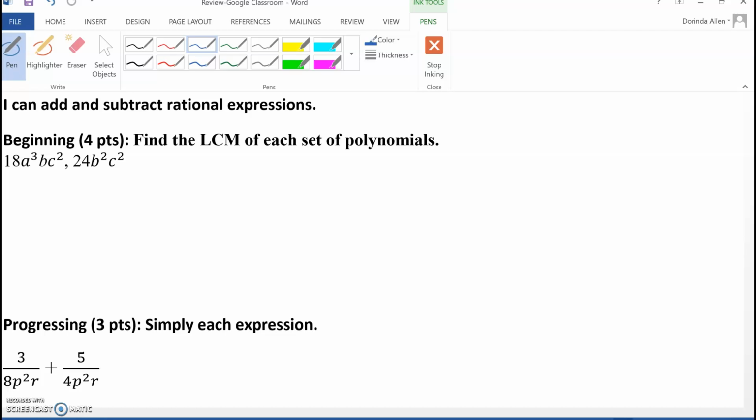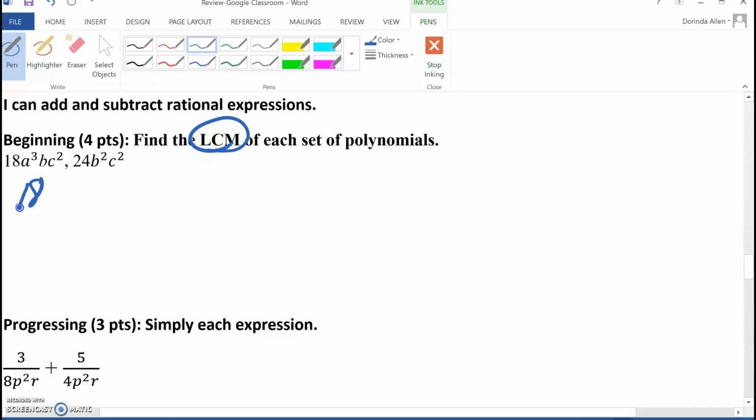Alright, so this is the second review for the test that is coming up. First part is adding and subtracting rational expressions that we're going to talk about today. In order to do that, you have to have a common denominator, which is the least common multiple. So that's where that comes from.